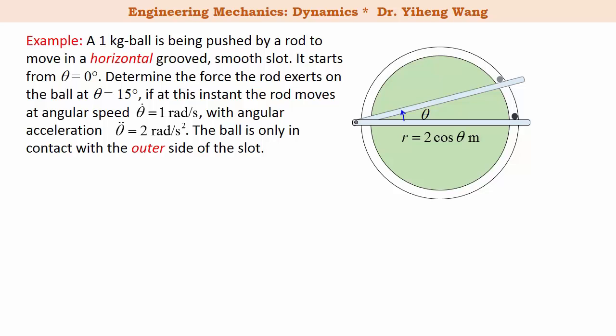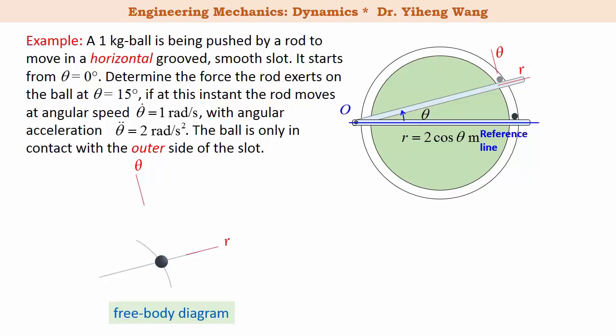We're going to use polar coordinates to solve this problem. We need to first set up our coordinate system. We choose this to be our origin, this line to be the reference line since it corresponds to when theta equals 0 degrees. Therefore, at the instant that theta equals 15 degrees, this is our radial axis and this is our transverse axis. And now we're ready to draw the free body diagram of the ball at this instant.